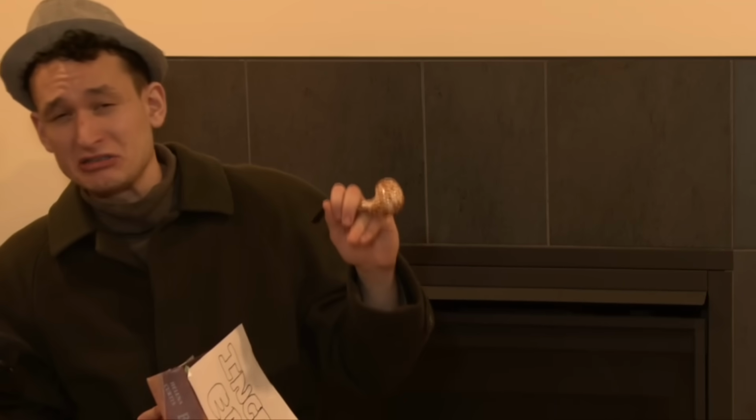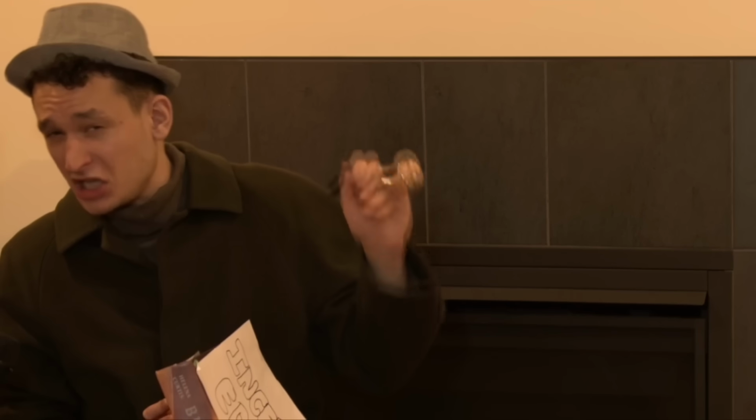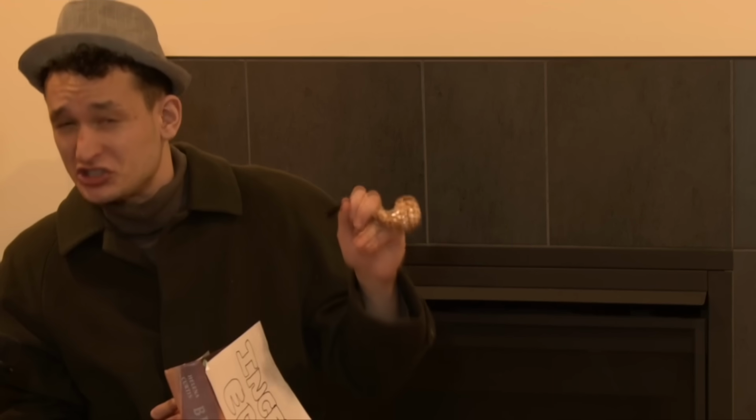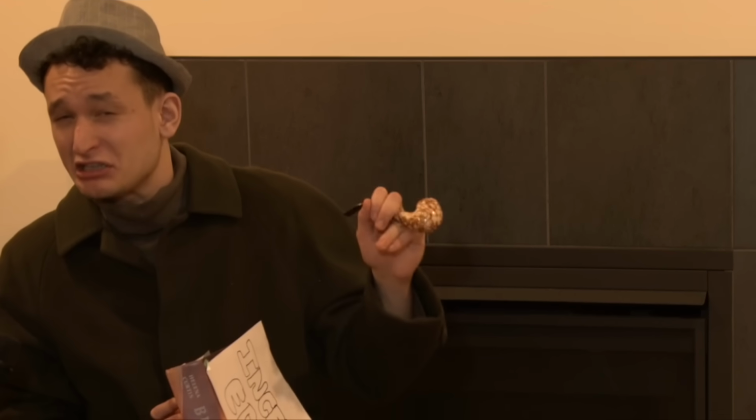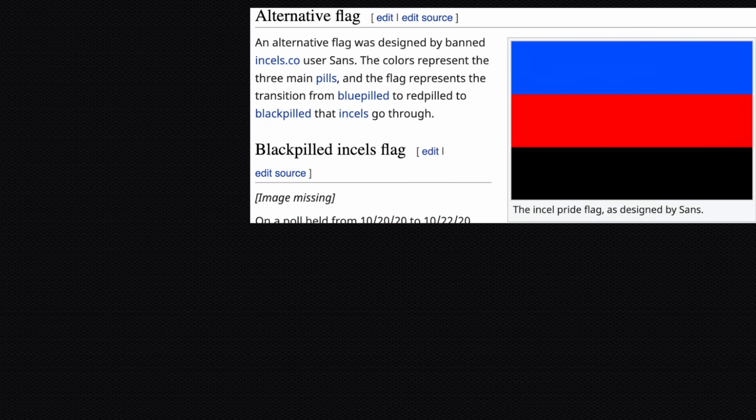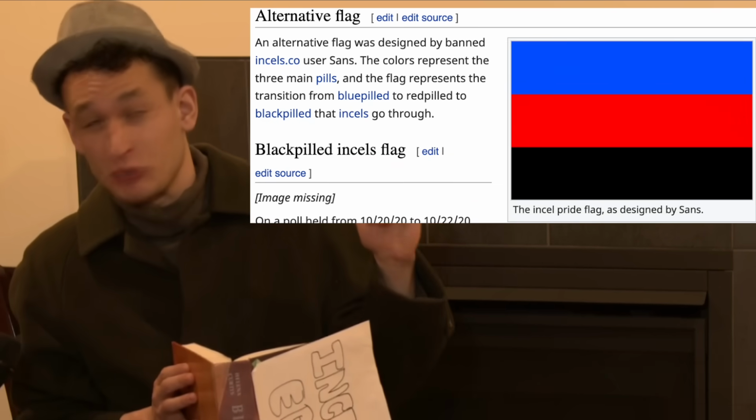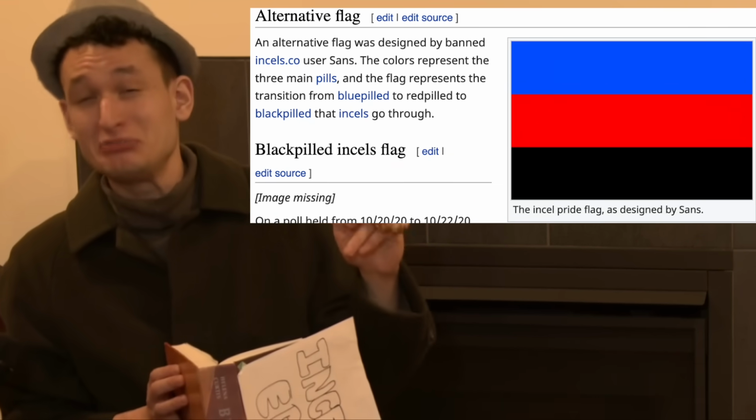Most incels are black-pilled, whereas the red pill states that you can do something to change your circumstances. The black pill means you must accept your state in life as genetically inferior. If you are black-pilled, you have no hope to have sex with a woman. Instead, you must accept that you will simply die alone.